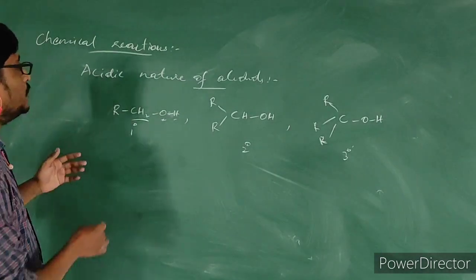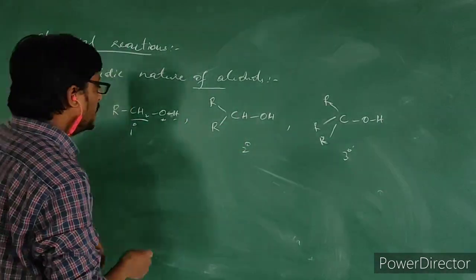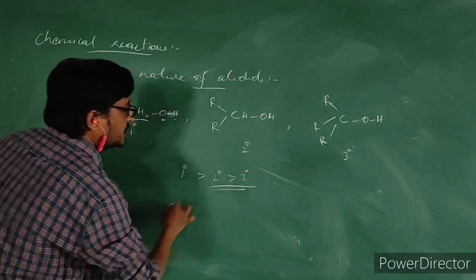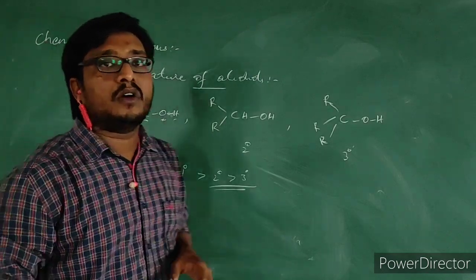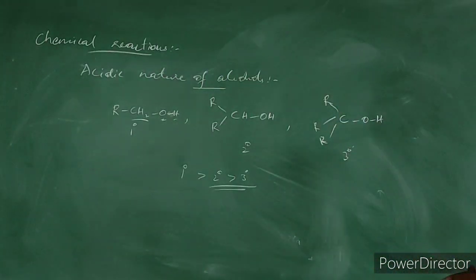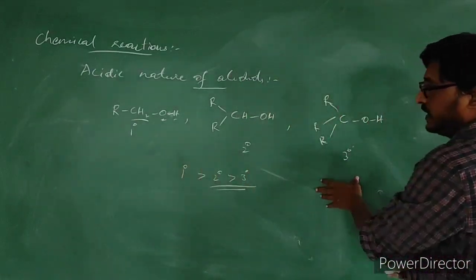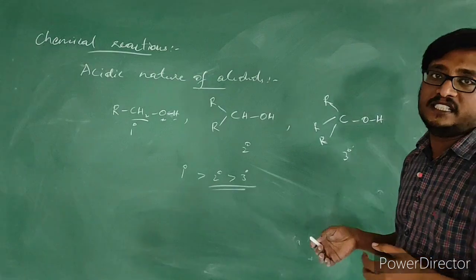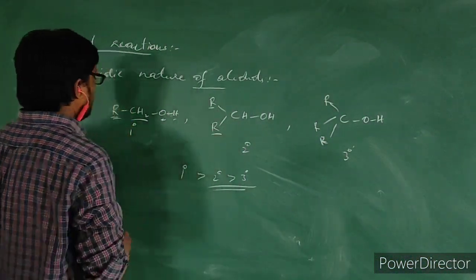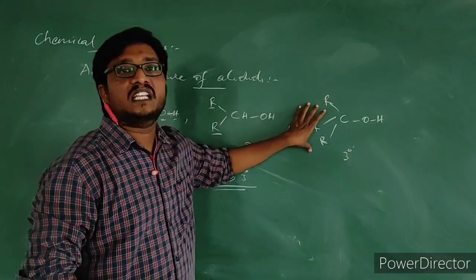Okay. So, if you see the acidic nature of these three alcohols, primary will be greater than secondary will be greater than tertiary. This is the order. Why is primary alcohol more acidic when compared with the secondary and tertiary? We can easily understand that. Here, if you see from left to right, the number of alkyl groups are increasing. R indicates the alkyl group. Here one alkyl group is there, here two alkyl groups are there, here three alkyl groups are there.